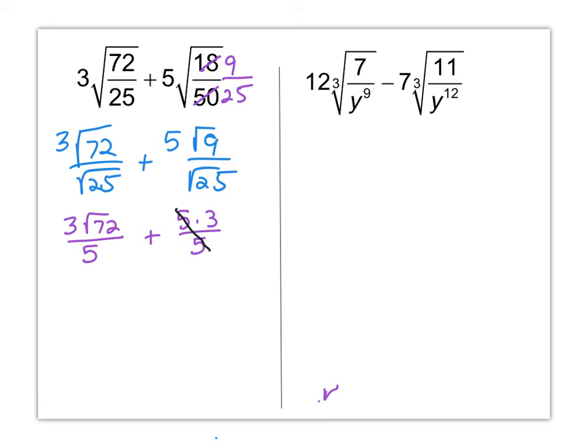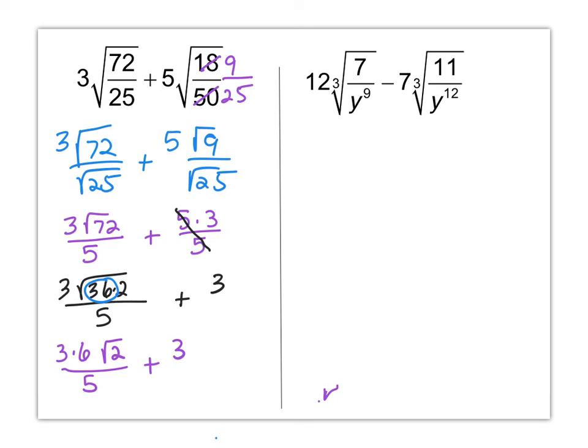Now let's look at the square root of 72. The square root of 72 can be written as the square root of 36 times 2 over 5 plus the second term of 3. Now notice that 36 is a perfect square, so we can write this as 3 times the square root of 36, which is 6. So the 6 goes out in front of the radical with the square root of 2 left underneath. And then we have divided by 5 plus 3. Let's simplify this one more step here, and we get 3 times 6, which is 18. 18 square root of 2 divided by 5 plus 3.